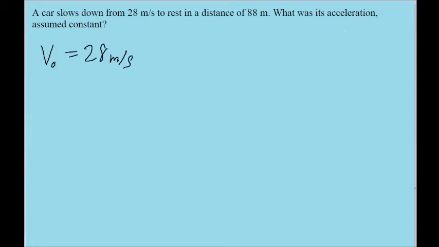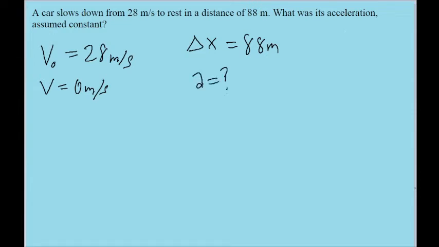And it goes from 28 meters per second to rest, which implies that its final speed is 0 meters per second because it's no longer moving, it's at rest. And it mentions that it travels a distance of 88 meters. So I'll write that as a delta x and set it equal to 88 meters. And we want to find the acceleration of the car.